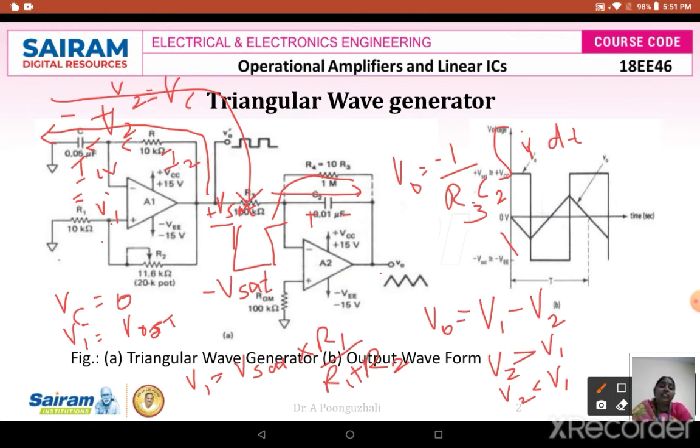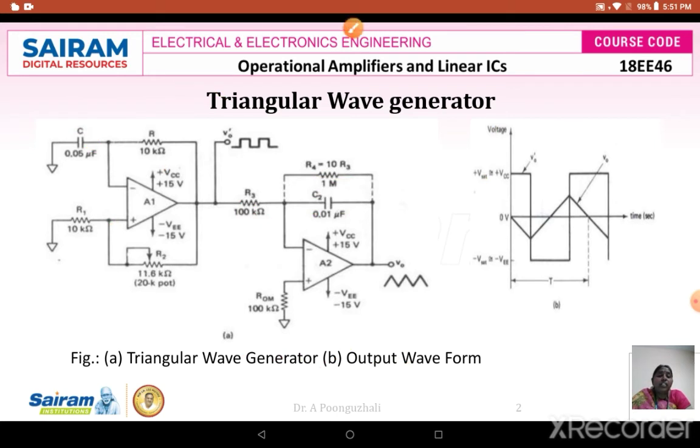So it is just reverse. If my input is going to be plus Vsat, the ramp is going to be negative. Minus Vsat means it is going to be positive there. So this is how you are going to have your triangular wave generator basic operation. So this is your basic operation circuit explanation there.